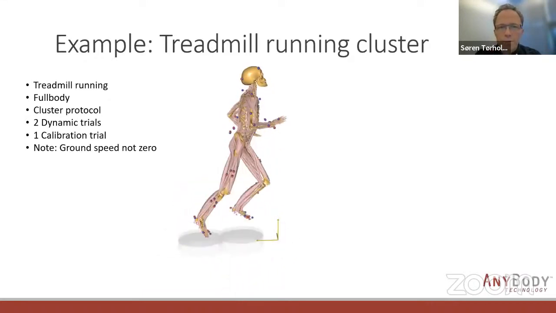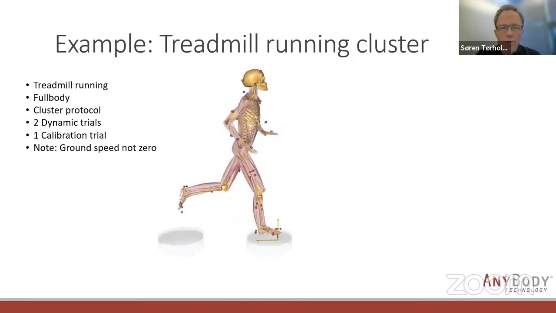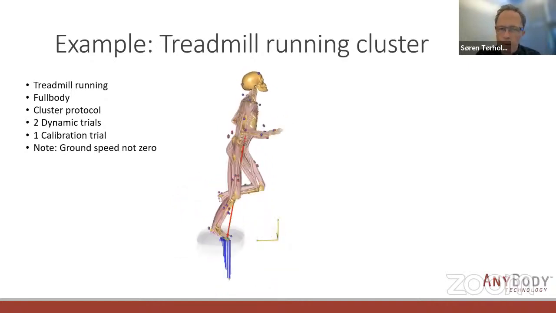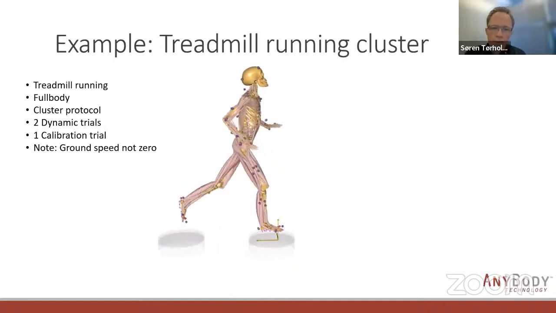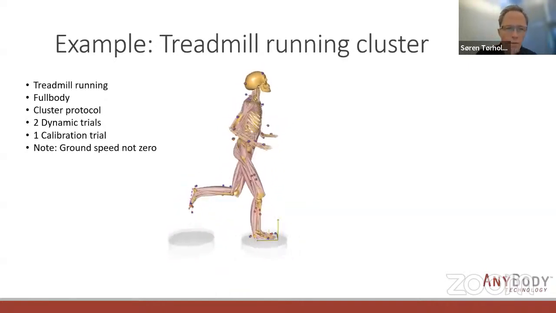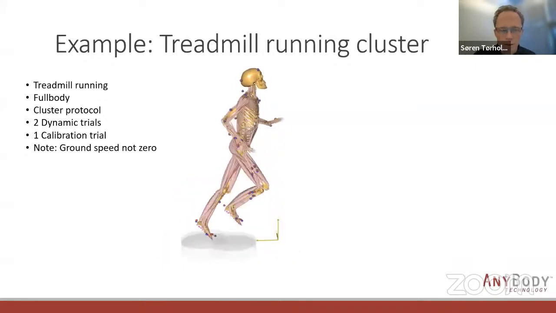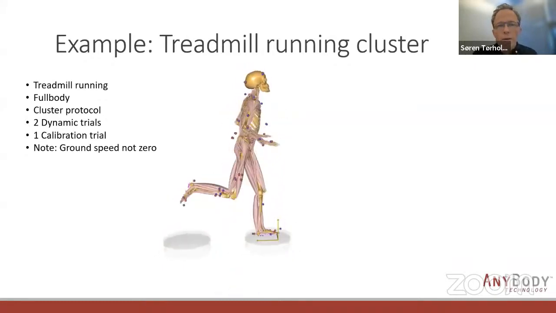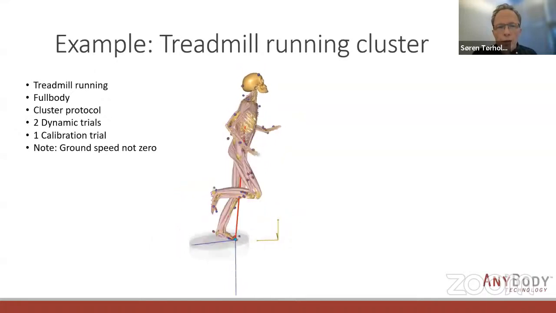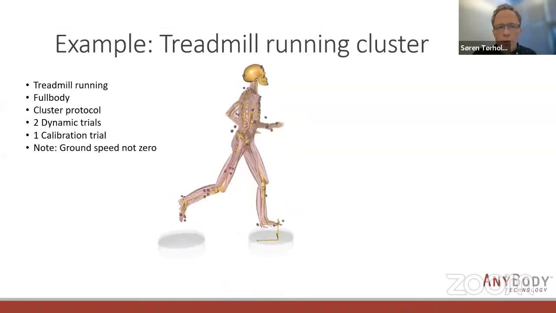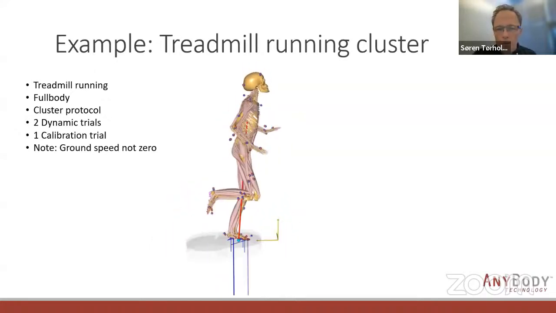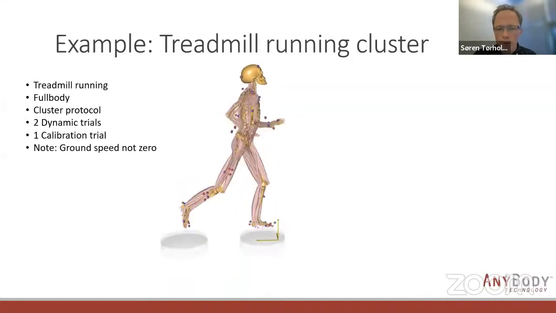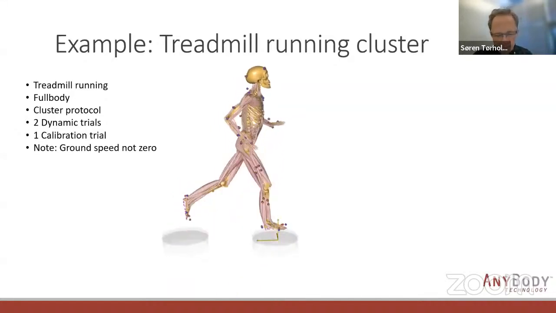and then basically have a combination of two different marker sets for the dynamic and static trial. Also, what you should notice here is that, since it's on a treadmill, the ground speed is not 0, but this can be handled naturally in this ground reaction force prediction class.